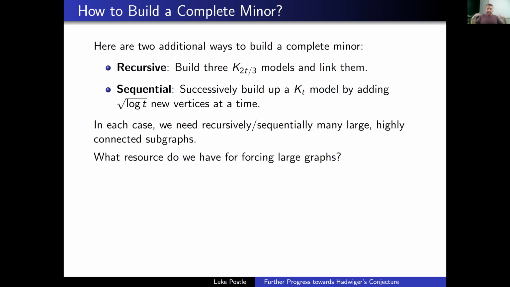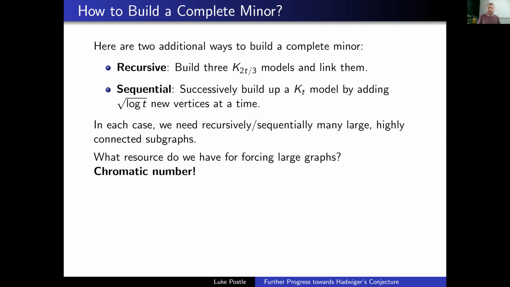Recursively, we're going to either need lots of levels of vertex disjoint, highly connected subgraphs, and many levels of them, so they're going to have to be large as you're going. Or sequentially, we're going to need nested many, square root log t, many such highly connected graphs as we're going. And the issue I got stuck at is, what resource do we have for forcing large graphs? This small density increment theorem was enough to find one little small graph, but how can you force in other levels?